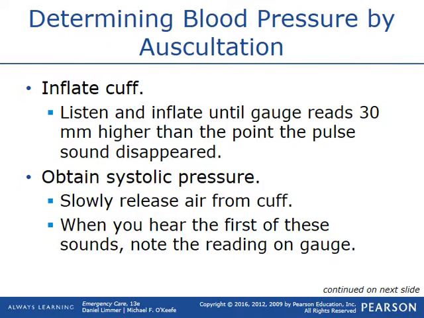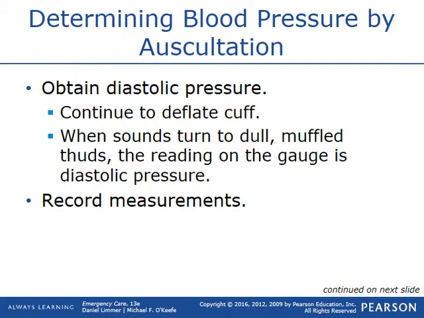Inflate the cuff. You'll listen and inflate until the gauge reads 30 millimeters higher than the point that the pulse sound disappeared. Obtain your systolic blood pressure by slowly releasing the air from the cuff. When you hear the first of these sounds returning, note the reading on the gauge. Continue to deflate the cuff. When the sounds turn to dull, muffled thuds, the reading on the gauge is the diastolic pressure. Then record your measurements.